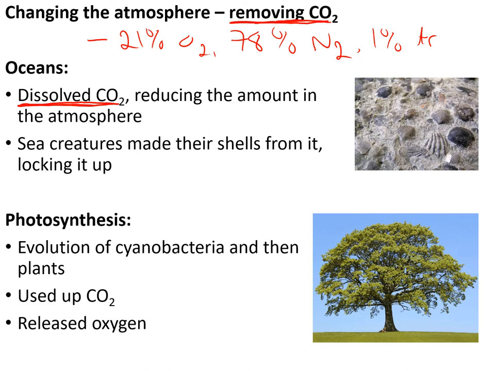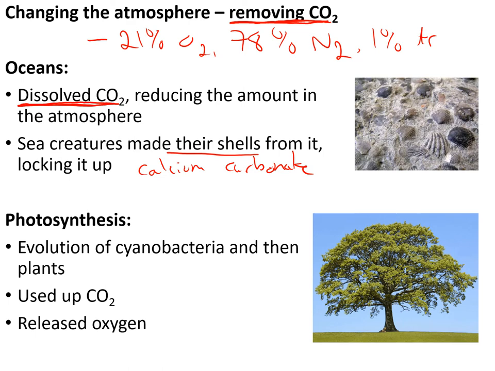Now, many sea creatures make their shells from dissolved carbon dioxide, and they turn it into calcium carbonate. Now, when they die, those creatures' bodies sink to the sea floor and gradually become rock over many millions of years, which means that carbon dioxide gets locked up in the form of rock. So once it's dissolved in the ocean, the carbon dioxide is more or less permanently out of circulation.